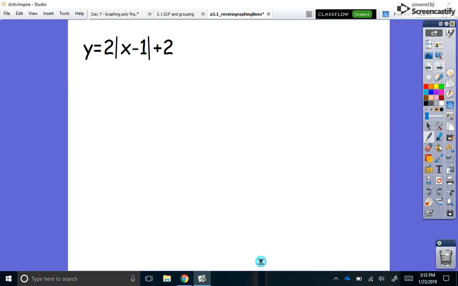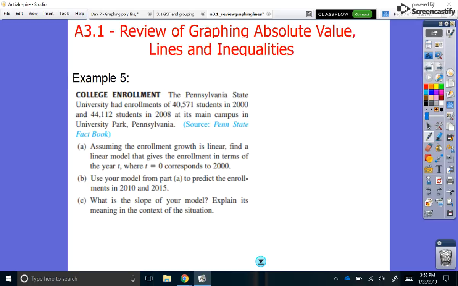Okay, let's see what we have left. So we have a word problem. Oh, and then just review. All right, for this problem, it says the Pennsylvania State University had the following enrollment of students in 2000 and in 2008. And A says, assuming the enrollment growth is linear, find a linear model that gives the enrollment in terms of the year t equals 0, corresponding to 2000. So this is important. It says, find a linear model that gives the enrollment in terms of the year t. So that means my x value for my ordered pair has to be the time.